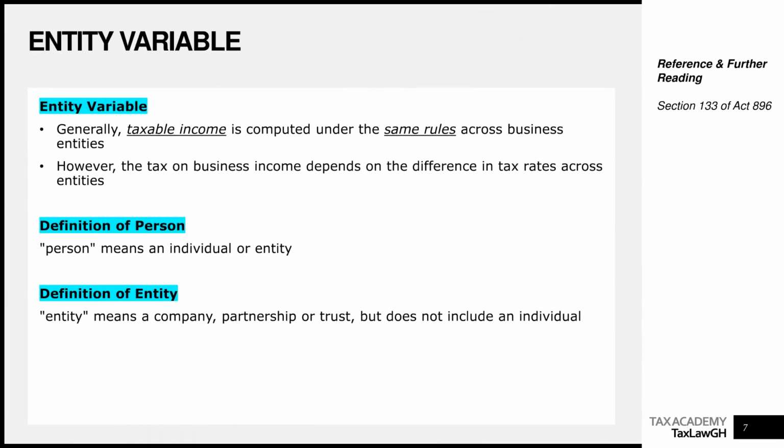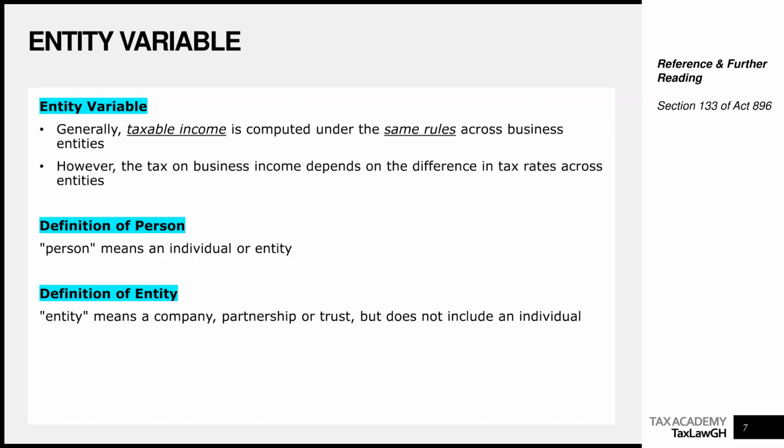When we say the entity variable, what we are trying to look at here is that we are saying generally, taxable income is computed under the same rules across business entities. So if you've watched our videos on business and company income tax, you remember that we looked at a number of principles that govern business income. When we went to employment income, we looked at a number of principles that govern employment income. So you know that so far, different entities or different businesses have different rules that apply to them.